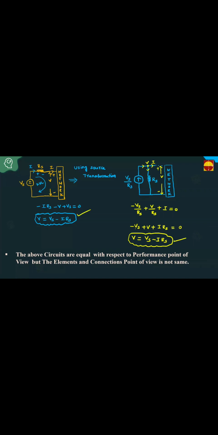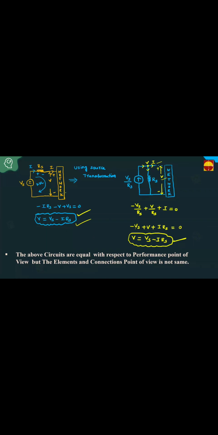That is the meaning. You have to apply the source transformation in such a way that without affecting the response of the load, whatever voltage and current we are applying to the network remains same. Then this and this are the same finally. The above circuits are equal with respect to performance point of view, but the elements and connection point of view are not the same.